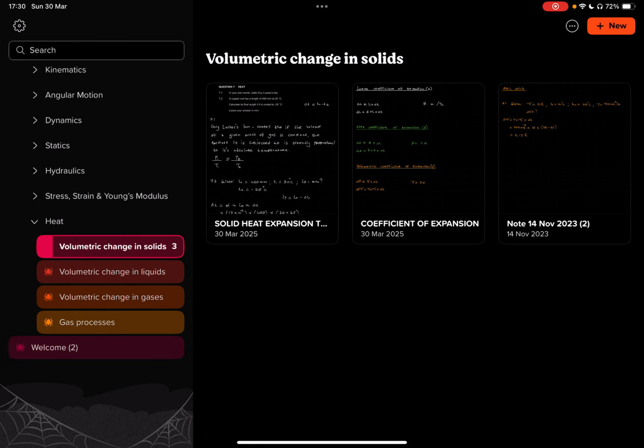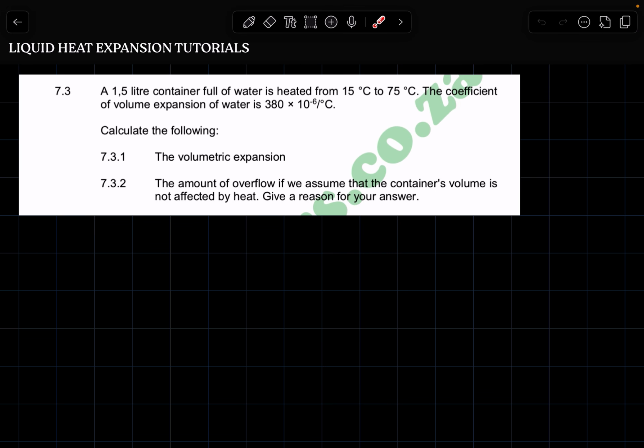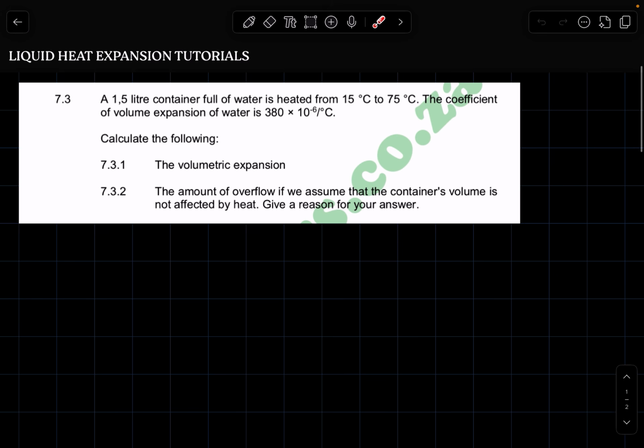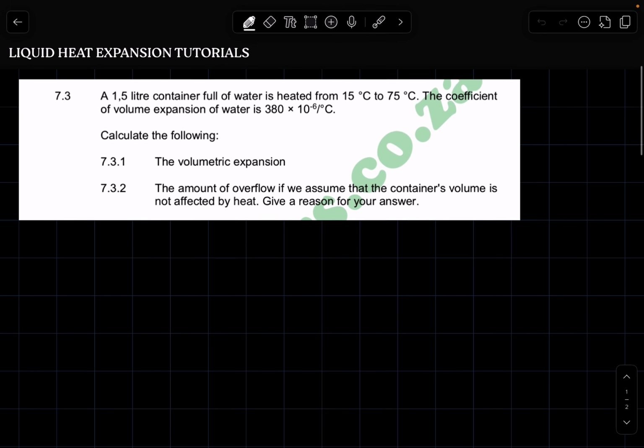Right, now let us look at an example on heat expansion for liquids. So the one we just looked at was one based on heat expansion on solids, right? Now we're going to take a look at an example of how you would approach a problem on heat expansion for liquids, right? In fact, you want to look at 2 examples. All right, now let's look at this one first.